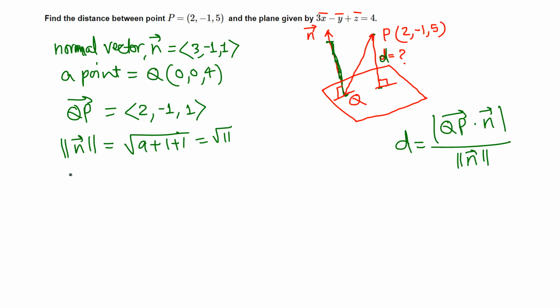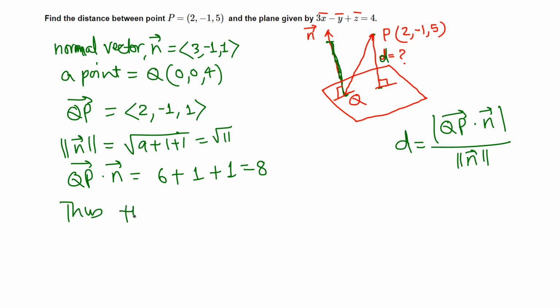And we need to find the dot product, qp dot n. So qp is here, n is here, so 2 times 3 is 6, plus -1 times -1, positive 1, plus 1 times 1 is 1. So this is 8. We are supposed to take absolute value, but this is already positive, so this is good.